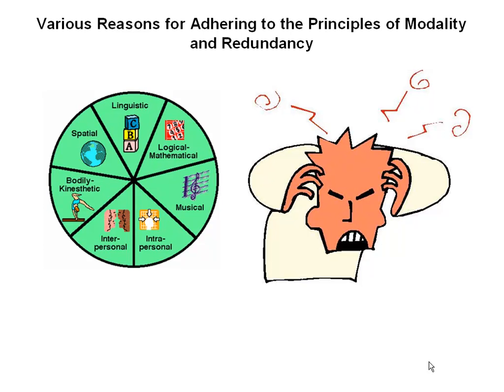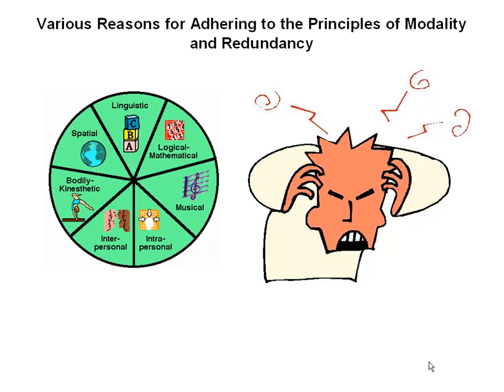Now, the major reasons for adhering to the principles of modality and redundancy are basically this. Modality principle is in place to prevent brain overload by the learner. By presenting too much information through text, graphics, and narration, the audio-visual channels within the brain can become overloaded and the processing of the information can be distorted or not go through altogether.